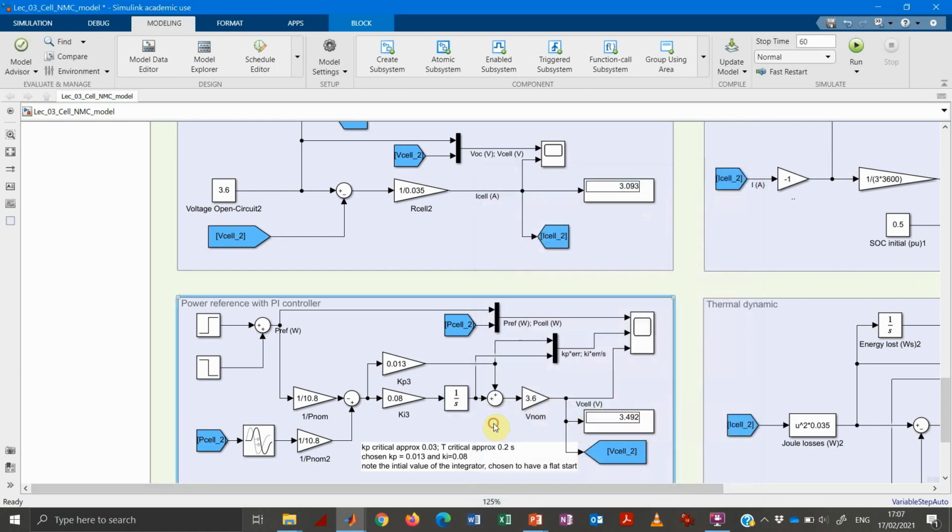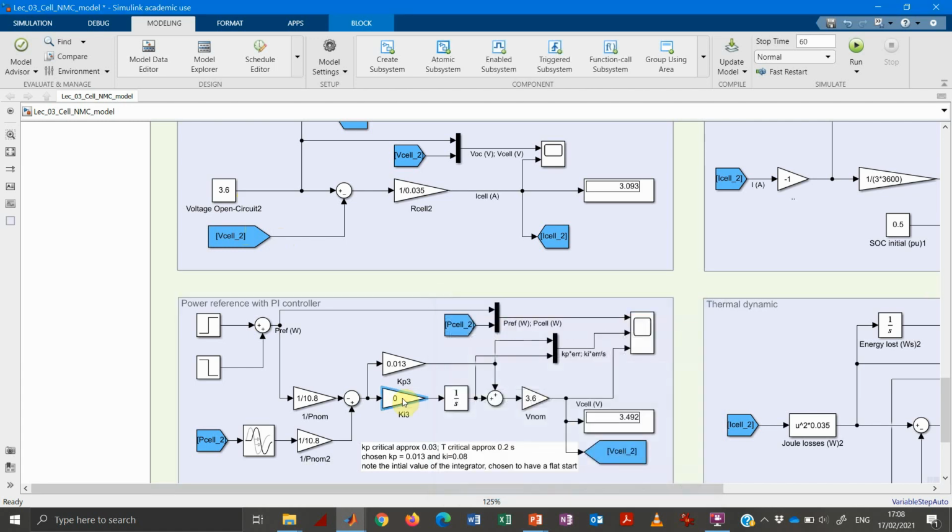The second option, in order to avoid all this issue with the integrator, would be to structure the controller so that instead of generating directly the cell voltage, we generate instead a voltage difference, so basically a delta voltage. And then we would use this delta voltage to create the cell voltage knowing the open circuit voltage. But let's not complicate our life too much at this point in time, so let's just proceed in this way where we generate directly here the cell voltage.